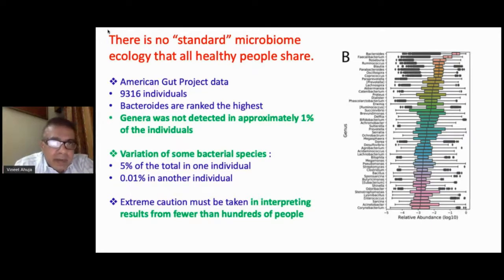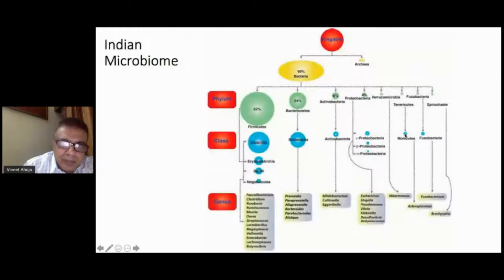And subsequently, when large data came up, for example, American Gut Project data, which looked at 9,300 individuals, all very healthy individuals, none of them has any disease, what was seen was what kind of gut bacteria are out there. It was seen that bacteroids were the maximum. However, bacteroids was not picked up in 1% of the individuals. 1% of the individuals did not have bacteroids at all, even though in the rest of the individuals bacteroids are the highest. There is variation of some bacterial species, 5% of the total in one individual, and in another individual only 0.01%. So clearly, extreme caution has to be taken in interpreting results from fewer than hundreds of people.